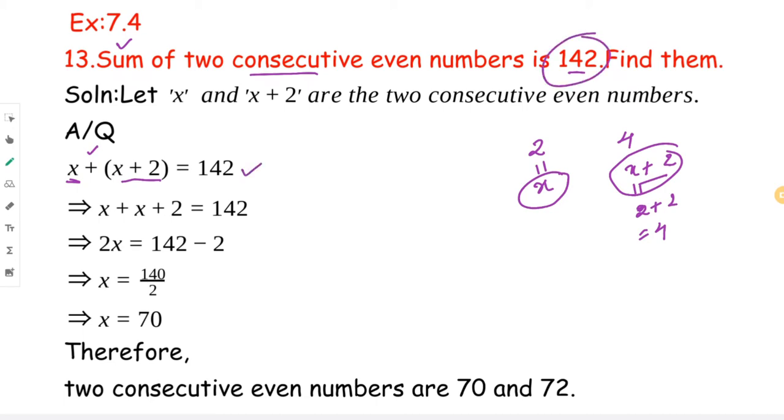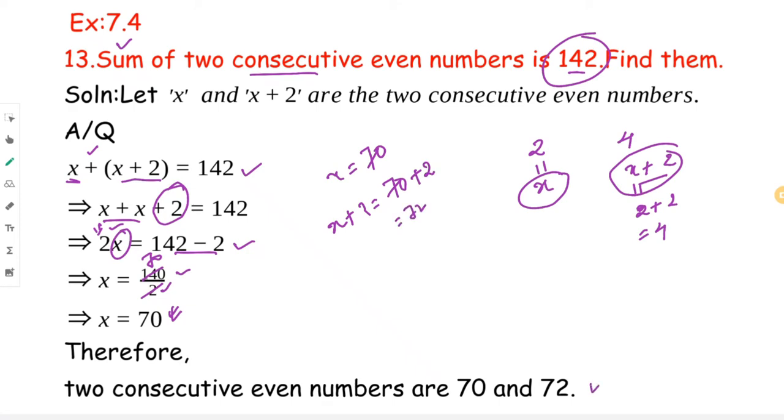Next step, just opening the bracket, x plus x, I'll get 2 times x. This plus 2 will go to the other side, it will become minus, right? Then 142 minus 2 is 140. Remember, I'm trying to find this x, so this 2 will go down to the denominator. Then x is 140 by 2, which is 70. So now I got the first even number. Then what will be my next consecutive even number? It has to be 72. So remember, I got x is 70, then my next consecutive number is x plus 2. That means 70 plus 2, I'll get 72, right? Therefore, the two consecutive even numbers are 70 and 72.